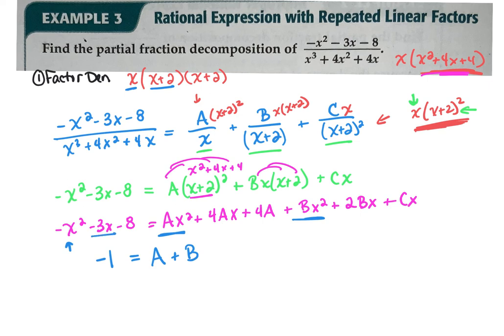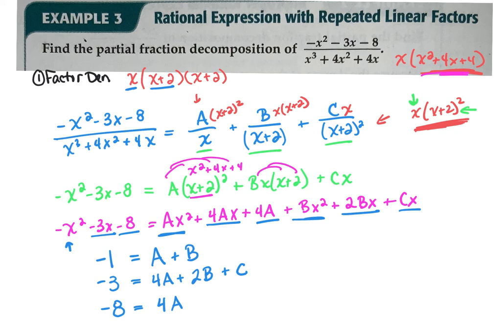My x's, what's my coefficient on my x? -3. So I'm going to take every x. That's 4a, right? 2b. All right? And c. So far, so good? And now I'm just going to take my constant. What's my constant on the left-hand side? -8. What's my constant on the right-hand side? 4a.